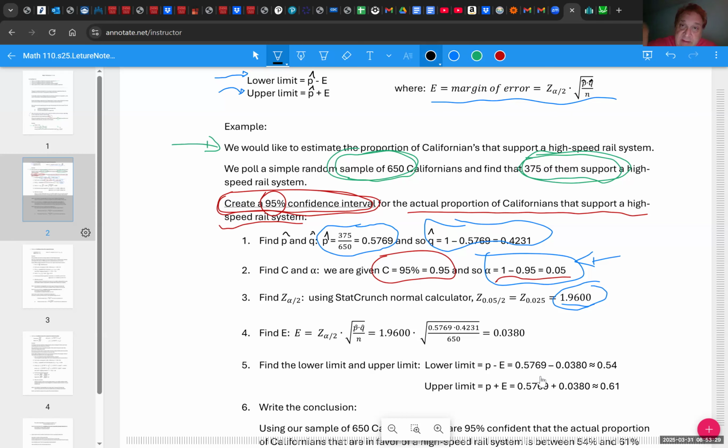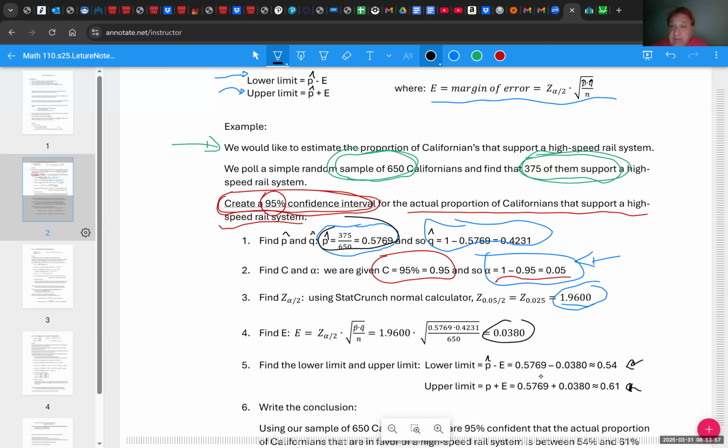So here the lower limit is our P hat value minus E. Of course, our P hat value is up here, the 0.5769 number, and the E we just figured out was the 0.0380 number. So I subtract those two and find the lower limit, and then I add those two and find the upper limit. So about 0.54 is the lower limit, and about 0.61 is the upper limit.